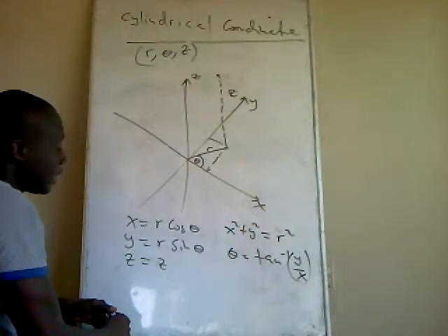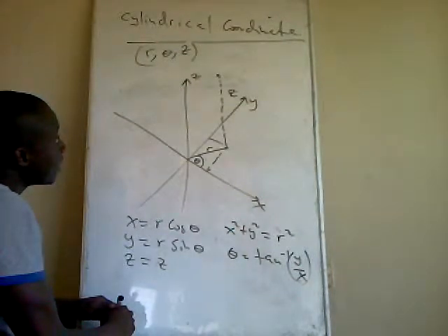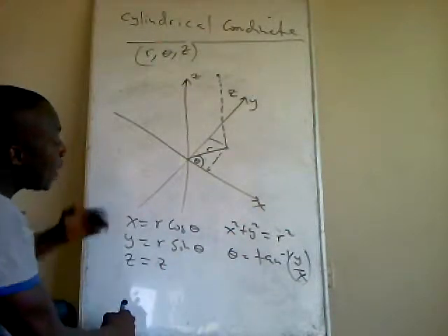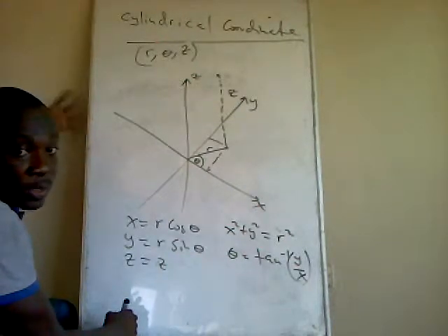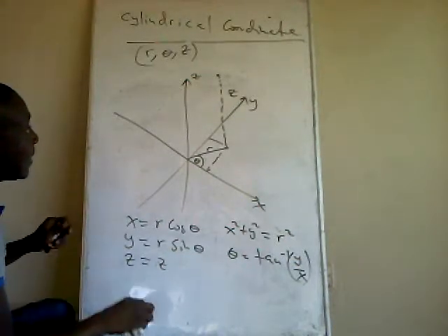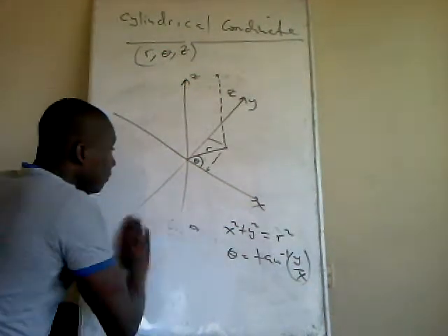Okay, so with this, we can look at some shapes in the cylindrical coordinate system. All the shapes that we look at in rectangular, we would see how they are represented in cylindrical coordinate system.